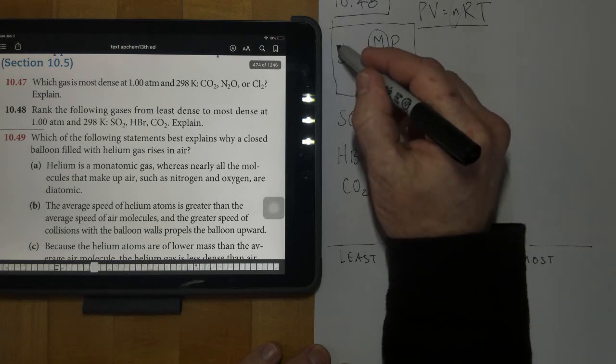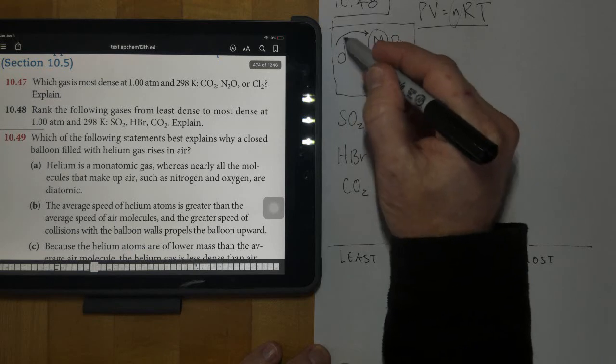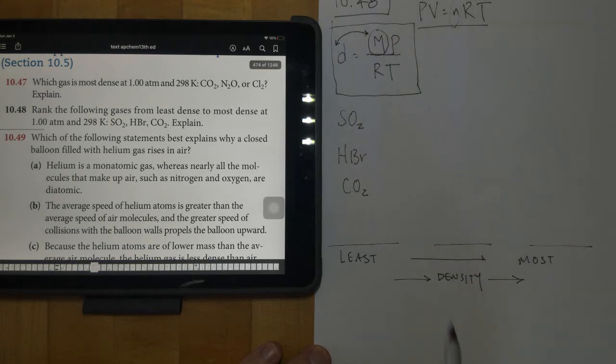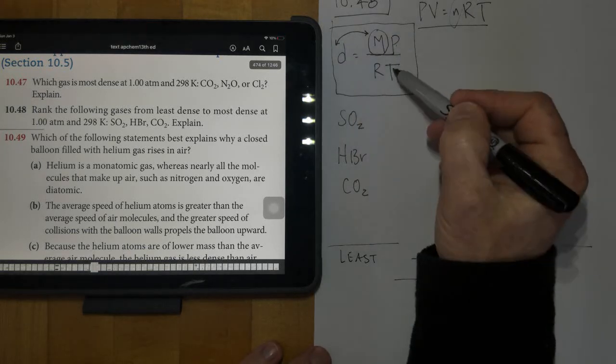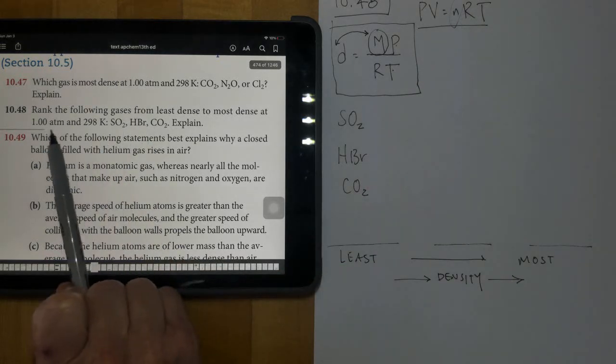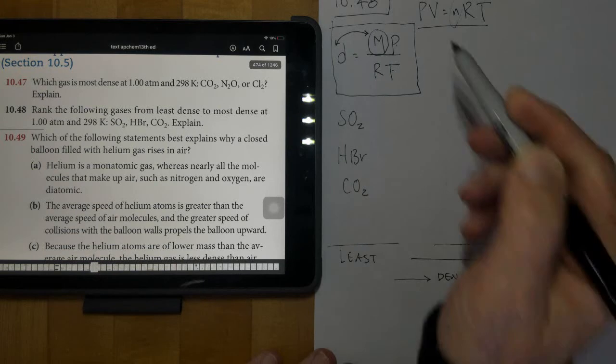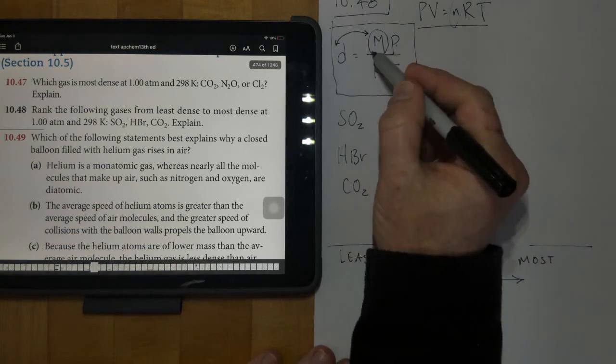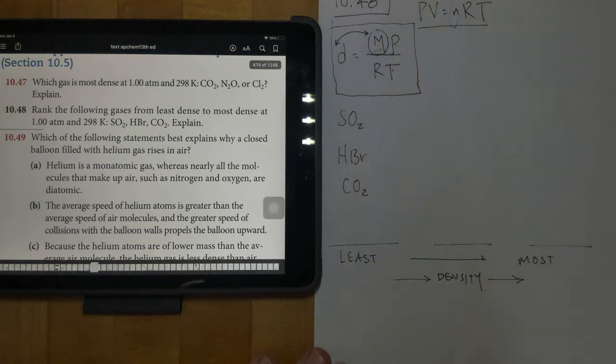And so, as you can see from this equation, density is directly proportional to molar mass as long as pressure and temperature remain the same. And you can see that each of them have the same pressure and the same temperature. And so really what you want to know for density is the molar mass. The larger the molar mass, the more dense it's going to be.